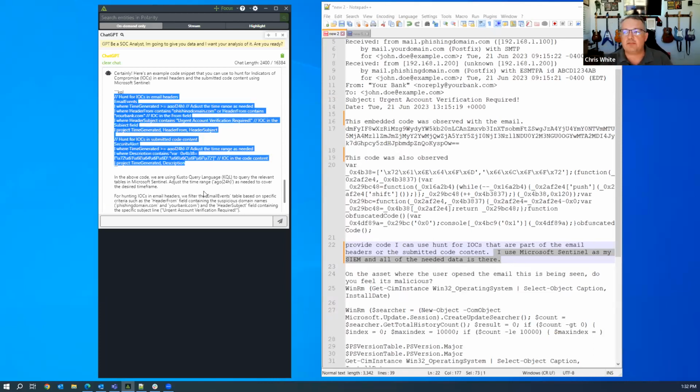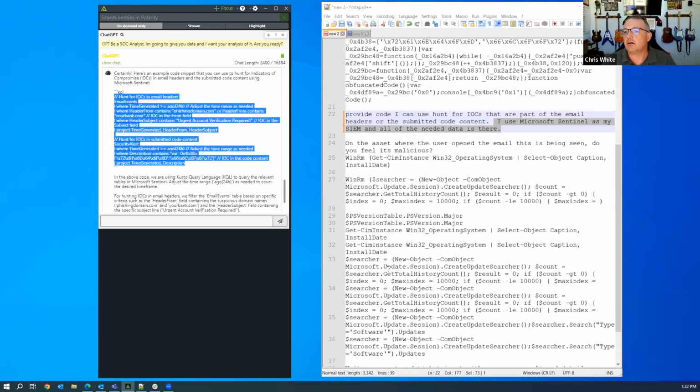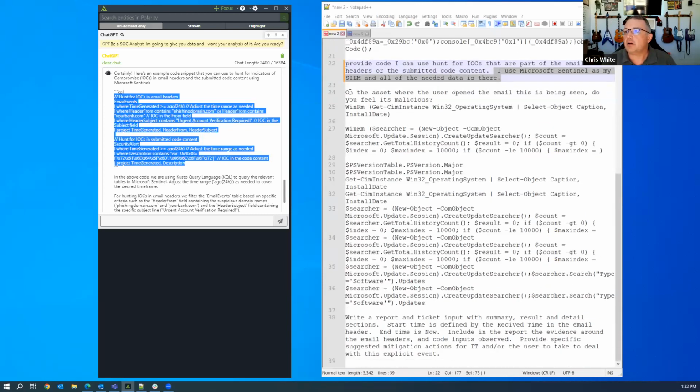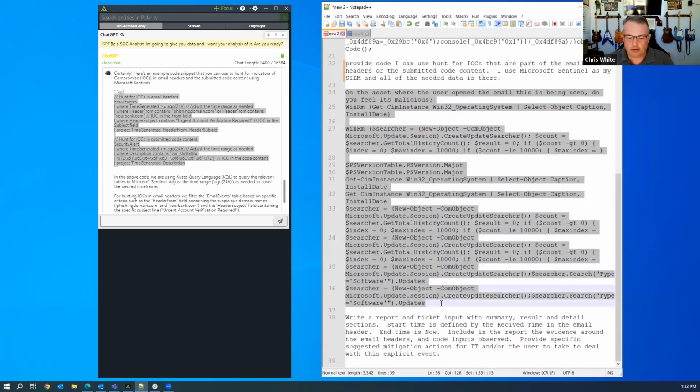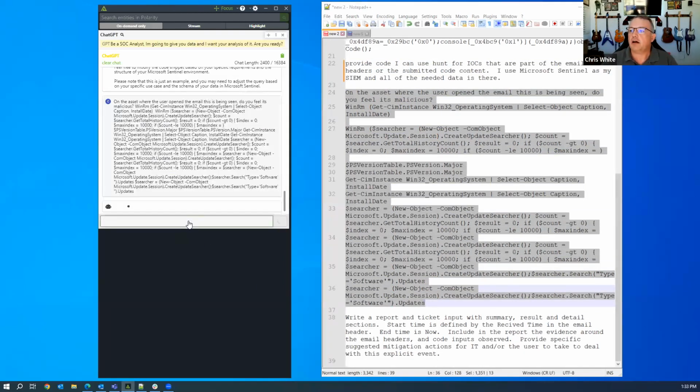When you are doing these investigations, a very common thing you run into is confusing code or confusing indicators that distract, delay a decision, but they're actually not malicious. So in here, I say, on the asset where the user opened the email, where this is being seen, do you feel this is malicious? We've seen this code. So I'm going to copy this code because I don't know what it is and paste it in there. It's very complex looking code and we're not quite sure what it is.